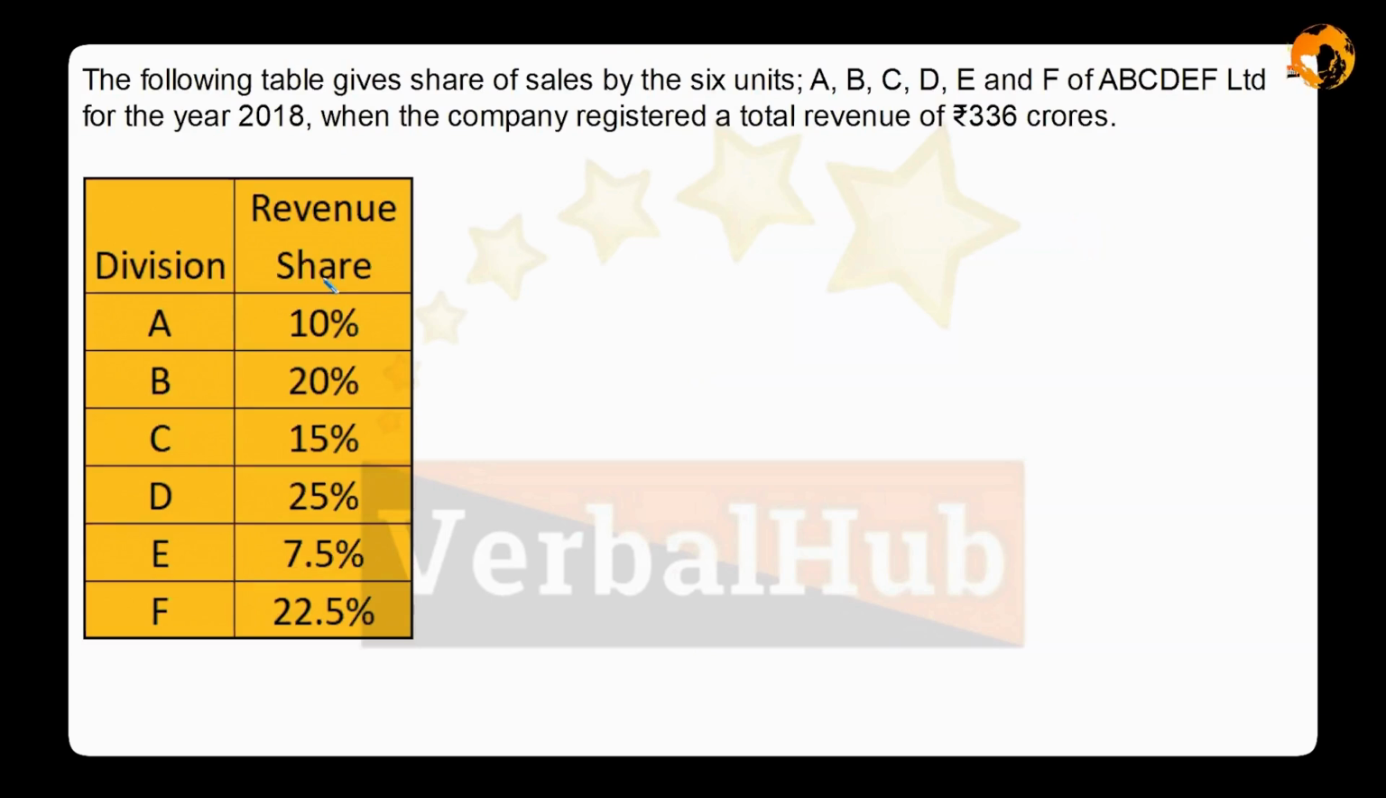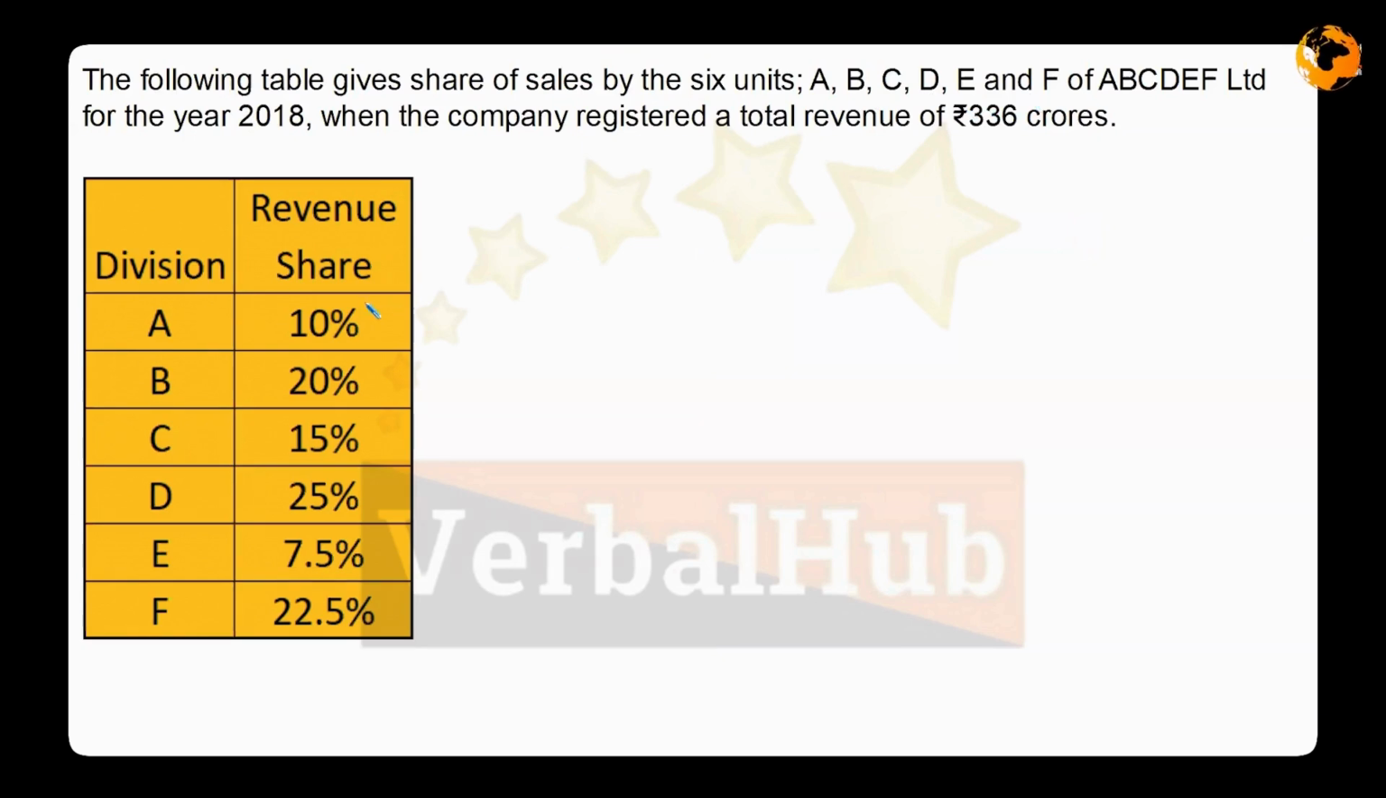Let's take this data. Okay. So the following table gives the share of sales by 6 units. So A, B, C, D, and F are the different divisions or units of a company called ABCDF Limited for a certain year when the company registered a total revenue of 336 crores. So the outline of the information is giving us the total quantity, 336 crores.